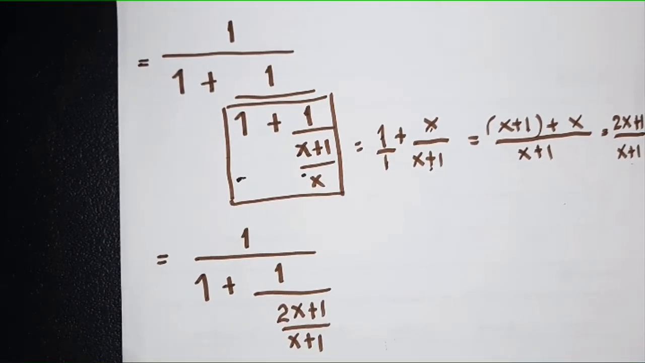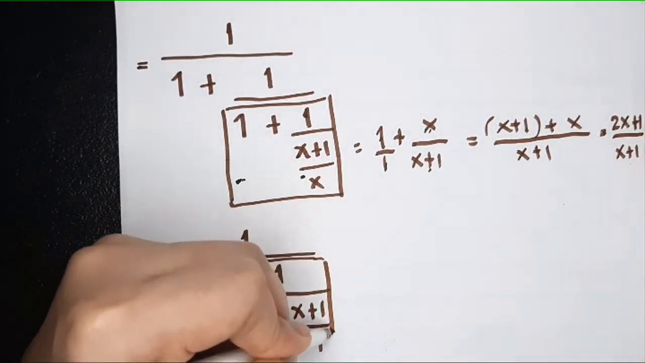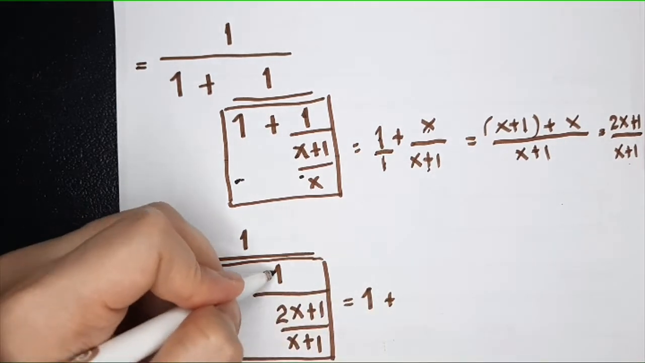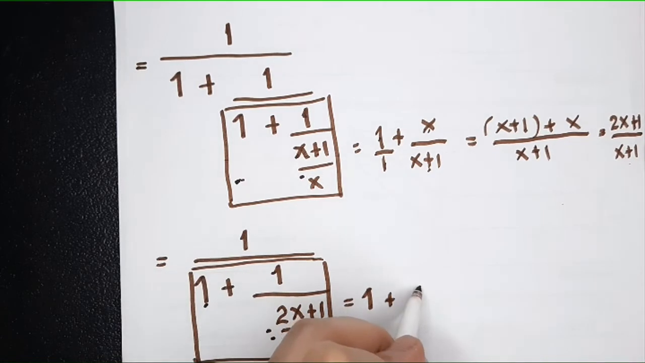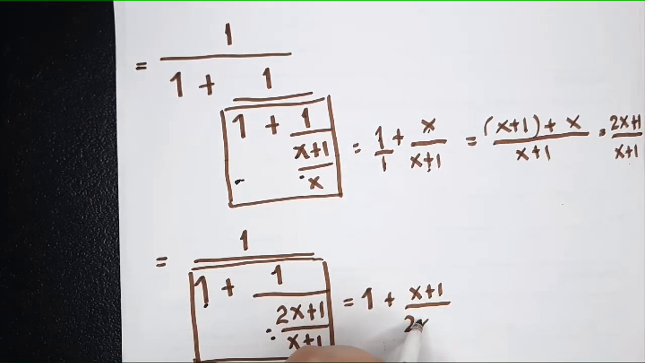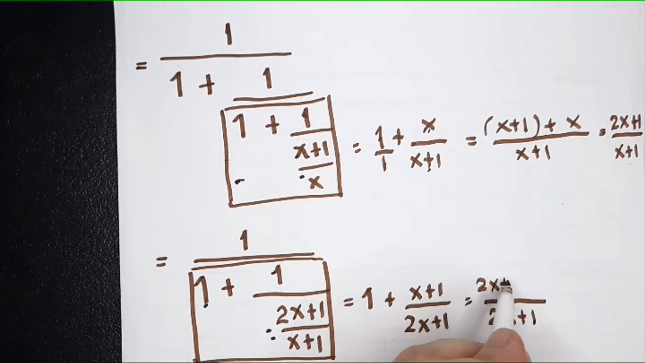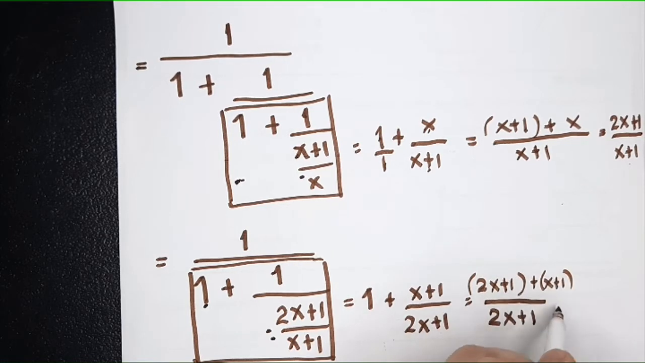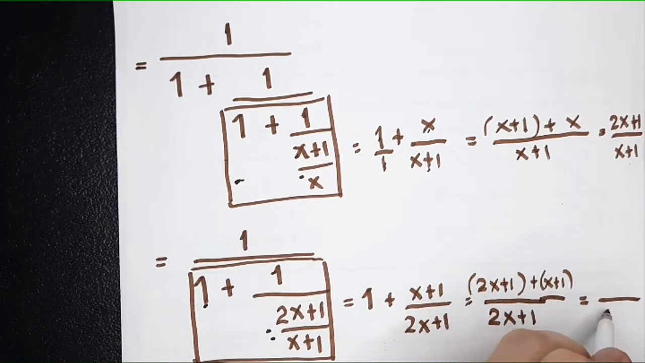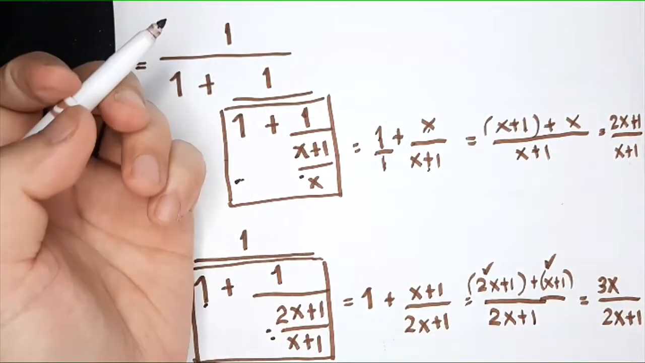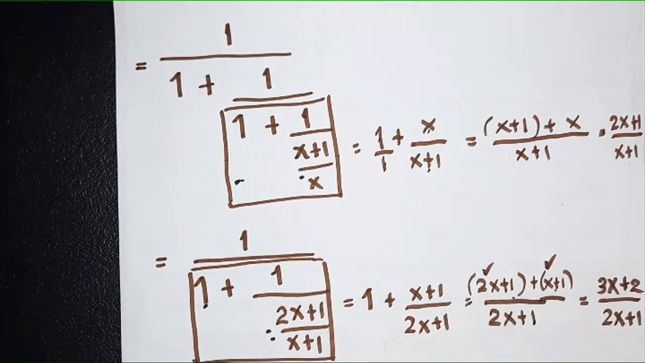Okay? And then, we simplify this. Okay? So, what do you have? You'll have 1. I'll copy this. 1 plus, what is 1 over a fraction? You take the reciprocal of this. So, you'll have x plus 1 over 2x plus 1. Okay? If you combine this into one fraction, what are you going to have? This is 2x plus 1 plus x plus 1. Okay? Simplifying, what do you have? So, in the denominator, you have 2x plus 1. In the numerator, you have 2x plus x. You have 3x. And then 1 plus 1, you have 2. So, yung box equals sa 3x plus 2 over 2x plus 1.